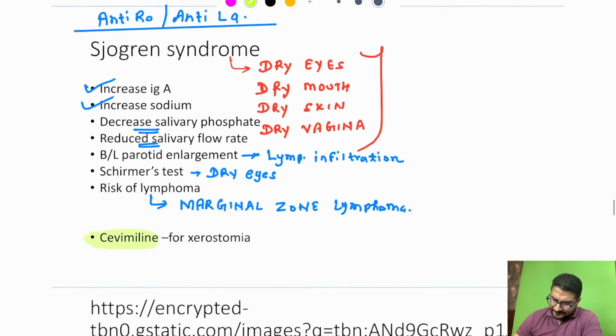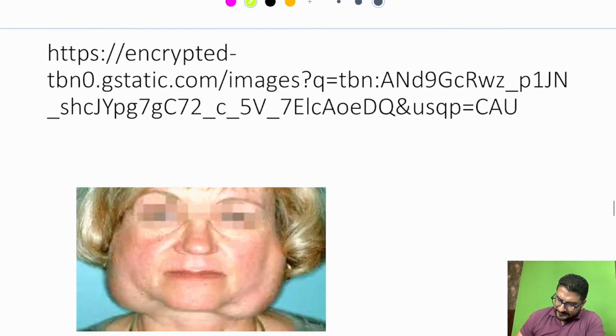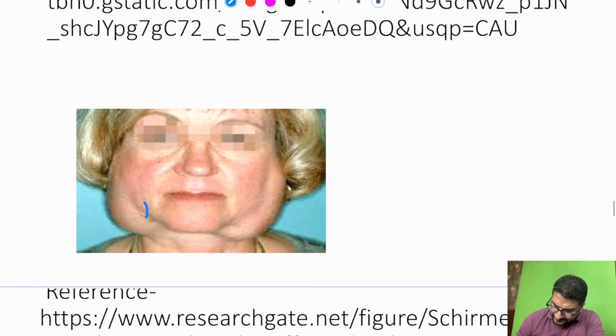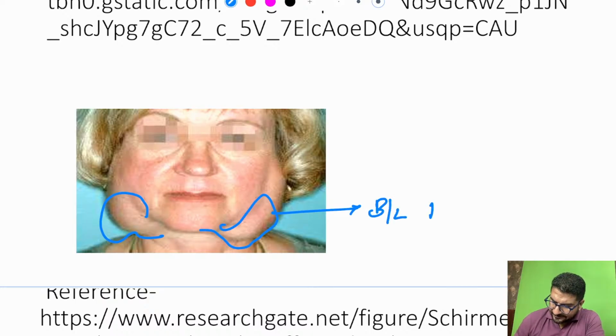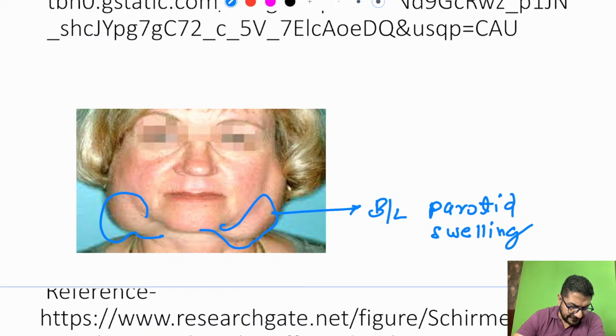Okay, now understand this thing. So let's see. You can notice lymphocytes are infiltrating into the parotid. So what happens to the parotid gland? You can see bilateral parotid swelling. Swelling is coming in the parotid glands on both sides. So we can notice bilateral parotid swelling, right?